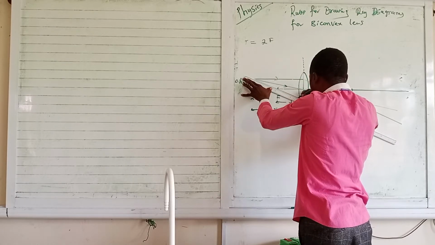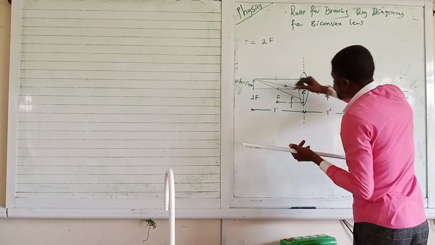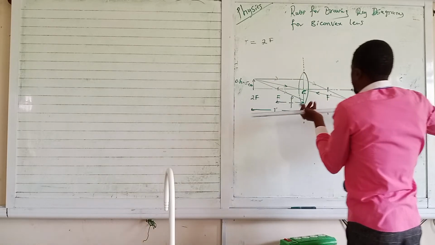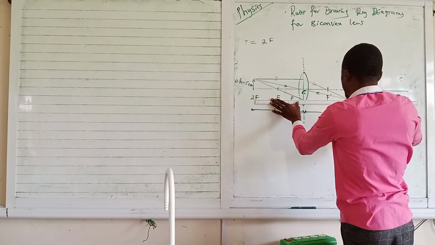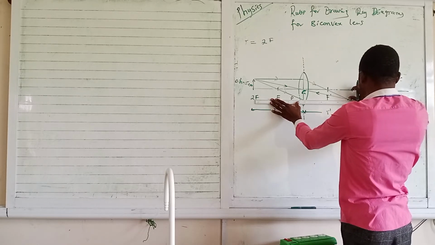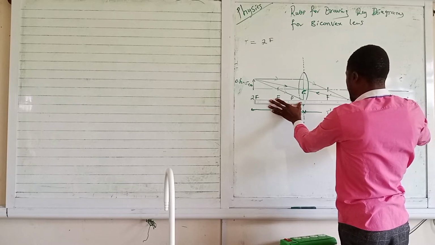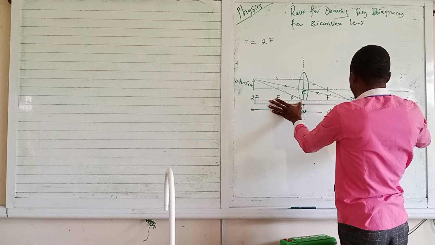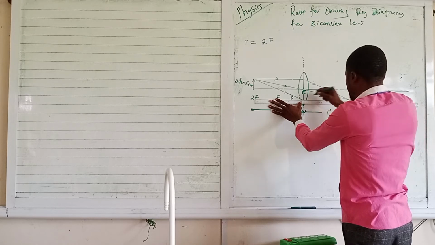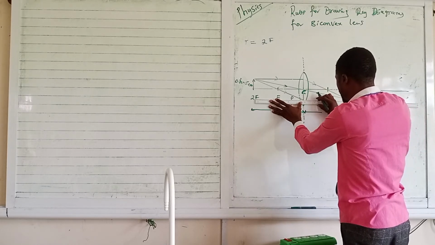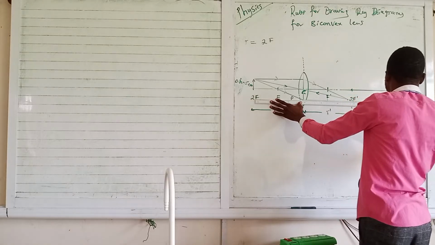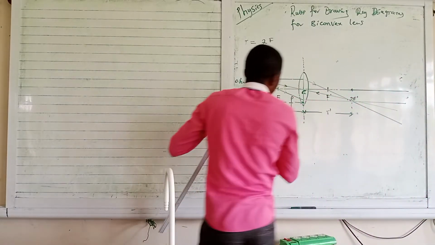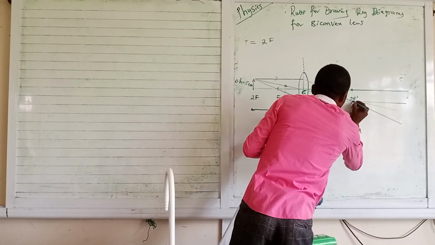So where this object is placed right now allows us to use all the 3 rules. There are sometimes you have to use just 2 rules based on the position of the object. And guess what? In fact, rule number 3 gave us exactly the result we were looking for. A ray of light passing through. Wow, perfect. So this particular rule, look at where it is.